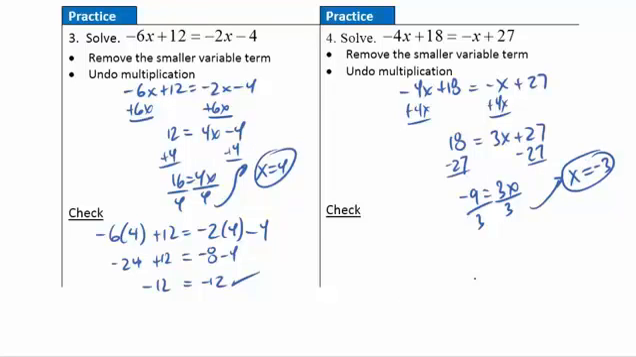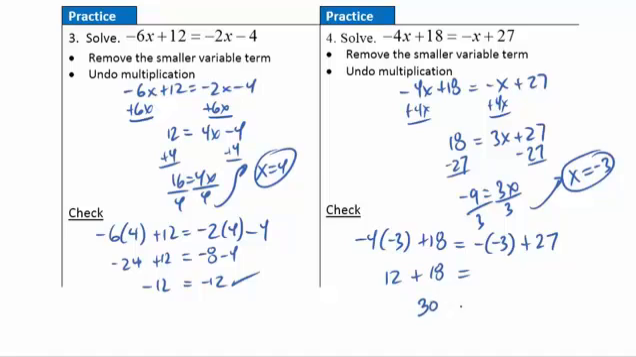Okay, let's take a look now and check this. Left side. Negative 4 times negative 3 is going to give me positive 12. Positive 12 plus 18, that's going to give me 30.